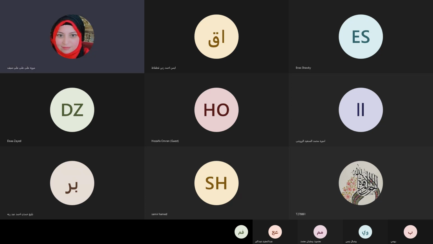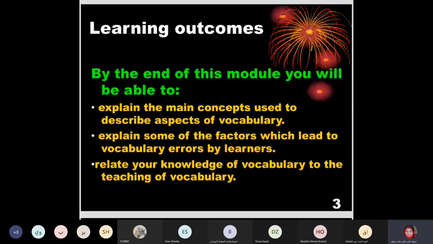So let's have a look at the aims of the unit, the learning outcomes or the module outcomes. By the end of this module, you will be able to explain the main concepts used to describe aspects of vocabulary. We are going to be exposed to different aspects of vocab. So we will have to understand the concepts, I mean the definitions or the terms, that are used to describe these areas of vocab that we will learn today.